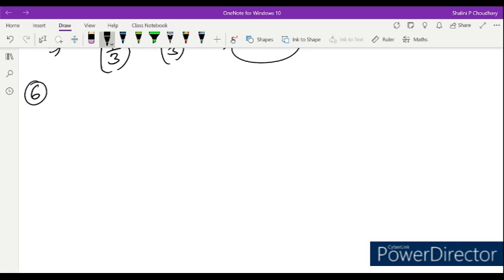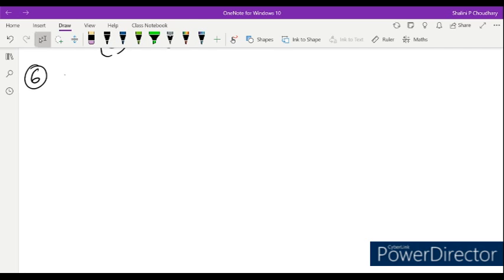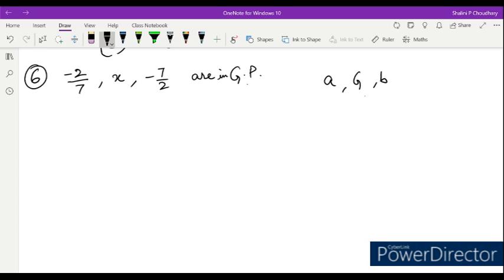And the sequence given is -2/7, x and -7/2. These are in GP. So whenever we see three terms in GP, you remember A and B, and in between them G is there. So A, G and B are in GP. It means G square will be equal to AB. Okay, so remember that.